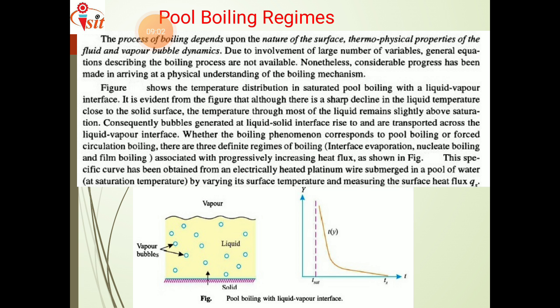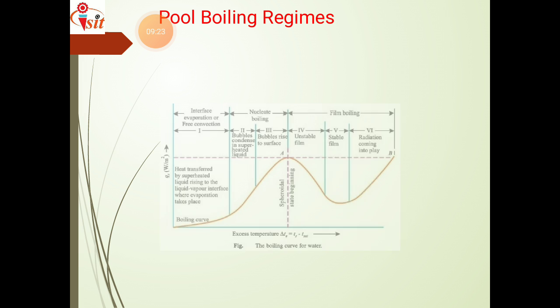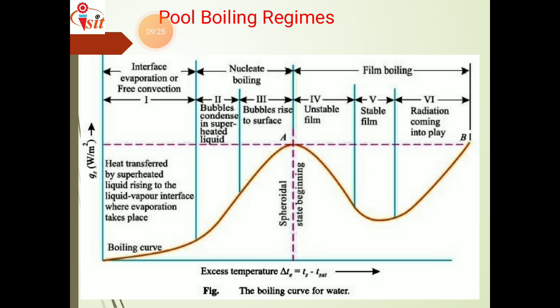Another example I would like to mention here: if an electrically heated platinum wire is submerged in a pool of water, by varying its surface temperature, and when heat flux, that is Q upon A, heat transfer per unit area, is measured, we can draw boiling regimes, pool boiling regimes. So I was talking about this diagram. If you plot heat flux, that is Qs in watt per meter square, versus excess temperature Ts minus Tsat, we will find there are 3 different regimes.